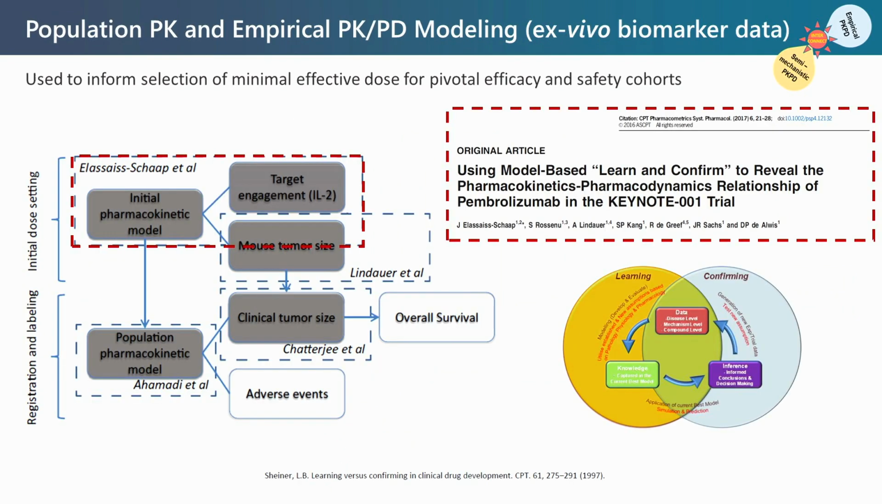melanoma. The first modeling effort involved population PK modeling and empirical PK/PD modeling of target engagement. The goal was to pick the minimal effective dose for future cohorts using a learn and confirm paradigm. More details can be found at the publication shown here by Elias Schaap et al.